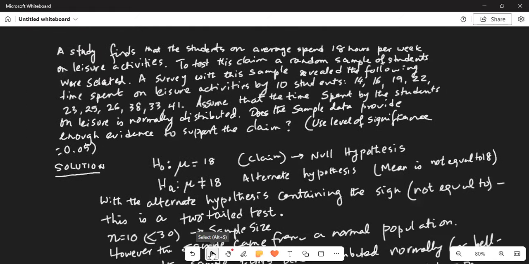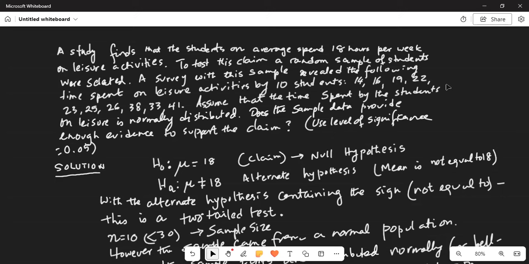Here are the data: 14, 16. First we'll clear the memories of the calculator. Second button, then the plus button on top of enter, then number 4. Clear all, this is done.